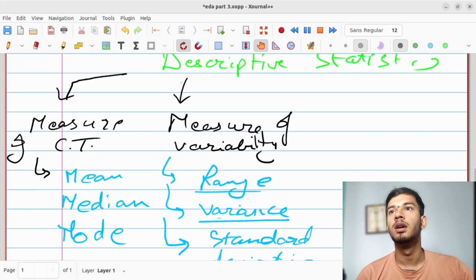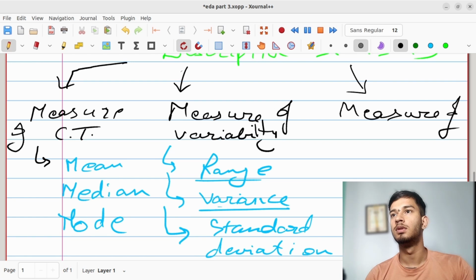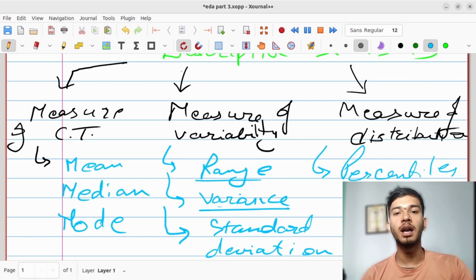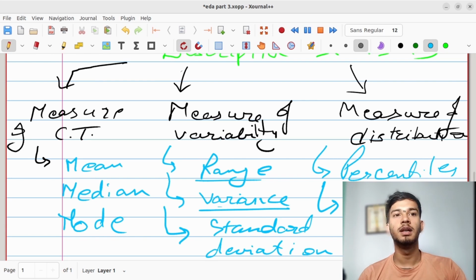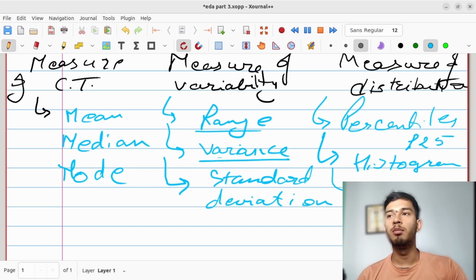So another type of descriptive statistics is measure of distribution. Inside this, we have different concepts like percentile, right? So in this, we divide the data into 100 equal parts. P25 being the 25th percentile, like you may think of it as quartile 1, right? And the other measure of distribution is histograms, a visual representation of the frequency distribution of values. And a box plot is another measure of distribution. It will tell you how your data is distributed. It will show the quartiles, mean, median, outliers, and range of the variable, right?